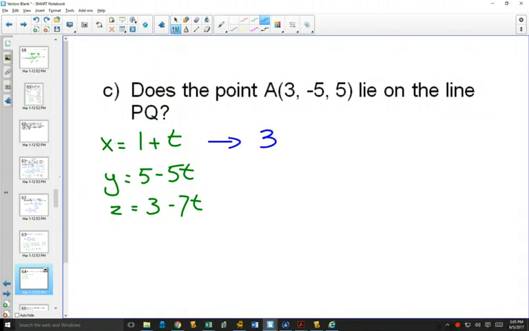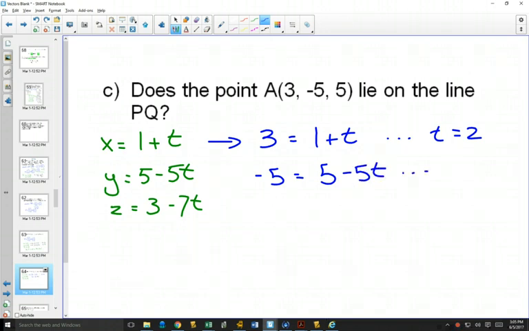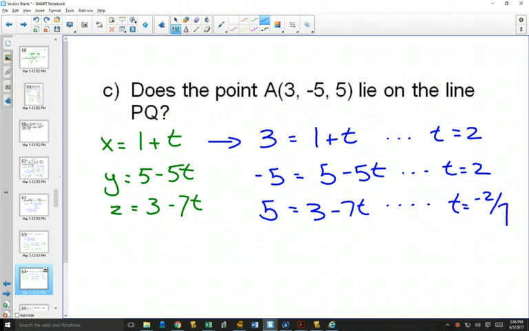So if my x-coordinate's 3, that would imply that t should be 2. If my y-coordinate is -5, that would imply that t is 2. And if my z-coordinate is 5, this would imply that t is -2/7.